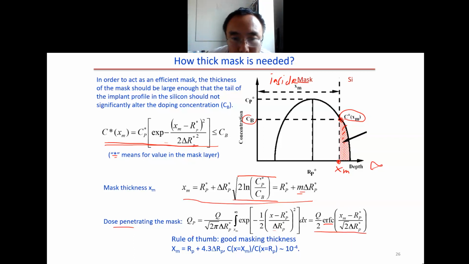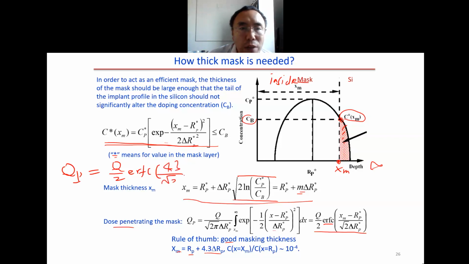For the rule of thumb, the good masking thickness is that the mask thickness should be Rp plus 4.3 delta Rp. In this case, Qp will be given by Q over 2. Inside it is given by 4.3 over square root 2, equal to this one. So this is equal to 10 to the minus 5. That means the dose getting into the substrate is 10 to the minus 5 of the total dose.